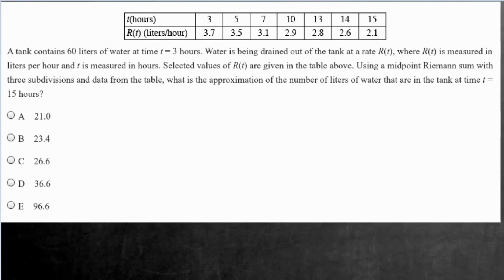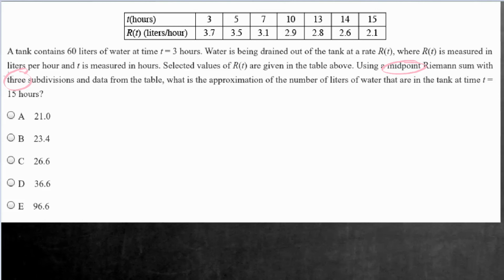All right, let's take a look at this one. A tank contains 60 liters of water at 3 hours. Water is being drained out of the tank at a rate of R of t, which is what we've got in our table. Select the values of R given in the table above using a midpoint Riemann sum with 3 subdivisions and the data from the table. What is the approximate number of liters of water that are in the tank at time t equals 15 hours?